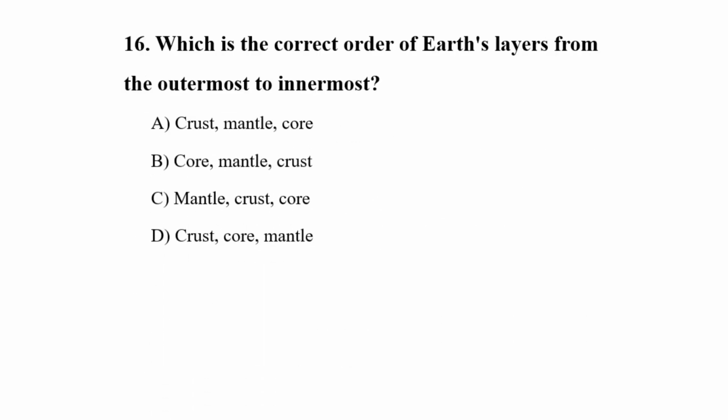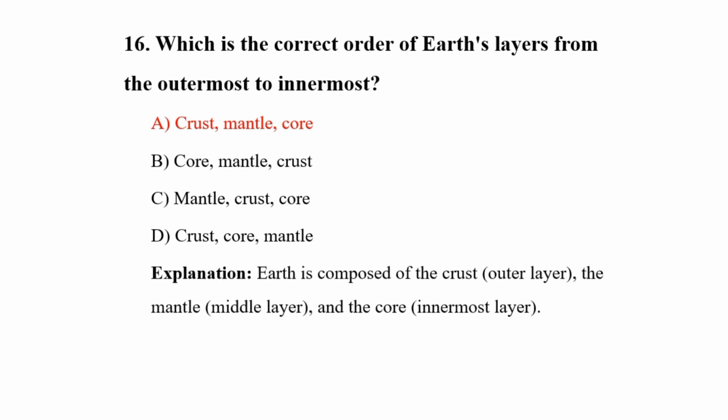Question number 16. Which is the correct order of Earth's layers from the outermost to innermost? A. Crust, mantle, core. B. Core, mantle, crust. C. Mantle, crust, core. D. Crust, core, mantle. The answer is crust, mantle, core. Earth is composed of the crust, which is the outer layer, the mantle, the middle layer, and the core, the innermost layer.